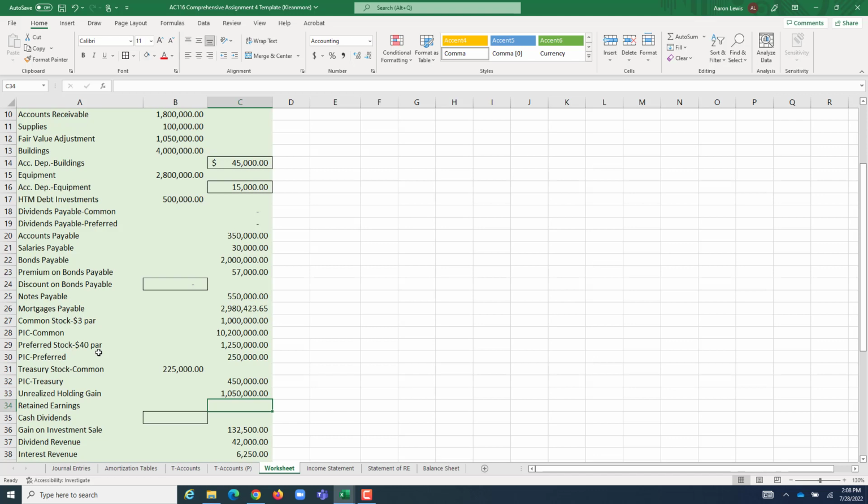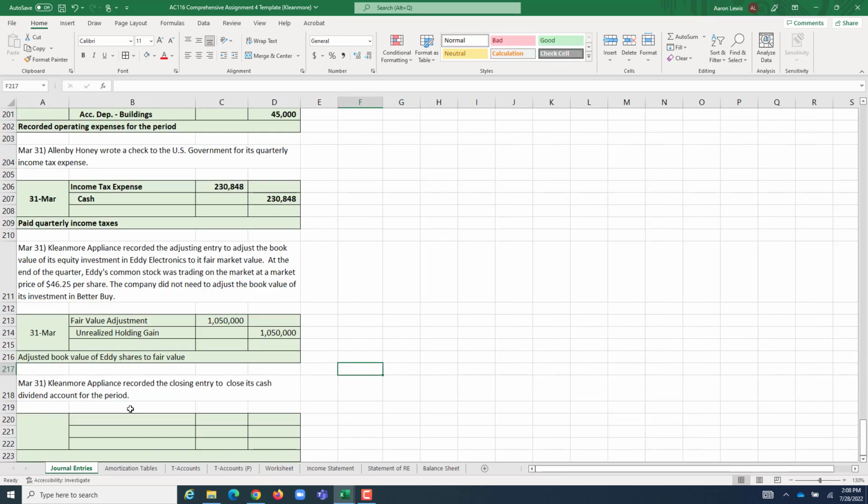But some accounts aren't permanent. Some accounts get closed at the end of the period, namely your revenues, expenses, and withdrawals, and they can also have an effect on your retained earnings. I'm telling you this because in our journal entries at the very bottom over here, we do have a closing entry. We have to close our cash dividends. Well, you close cash dividends to retained earnings.